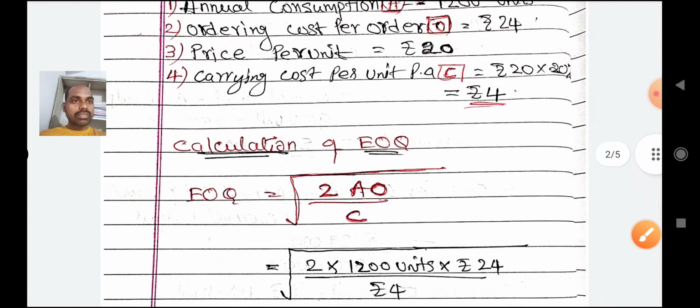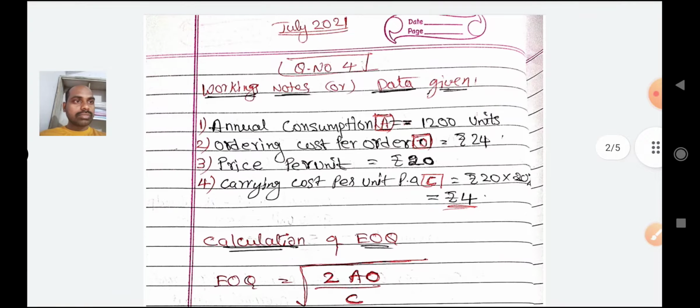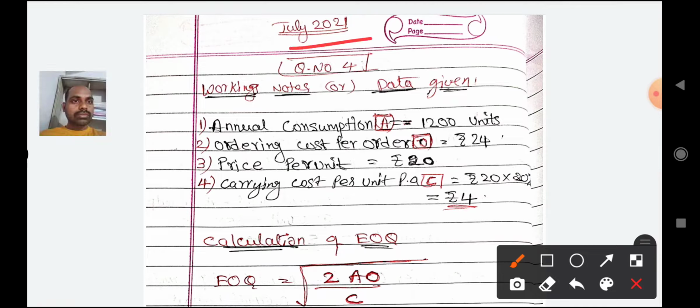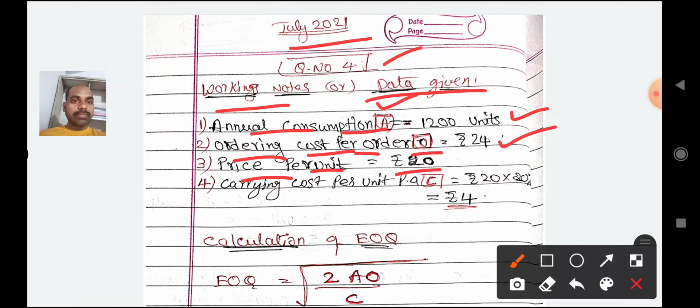So without wasting further more time, let us calculate EOQ. See, July 2021, question number 4, working notes or data given. Annual consumption, please write all this in detail, you too. So annual consumption, A is equals to 1200 units. Ordering cost per order, O is equals to 24. Price per unit is given rupees 20. Carrying cost per unit per annum 20 rupees into 20%. So it will be rupees 4.